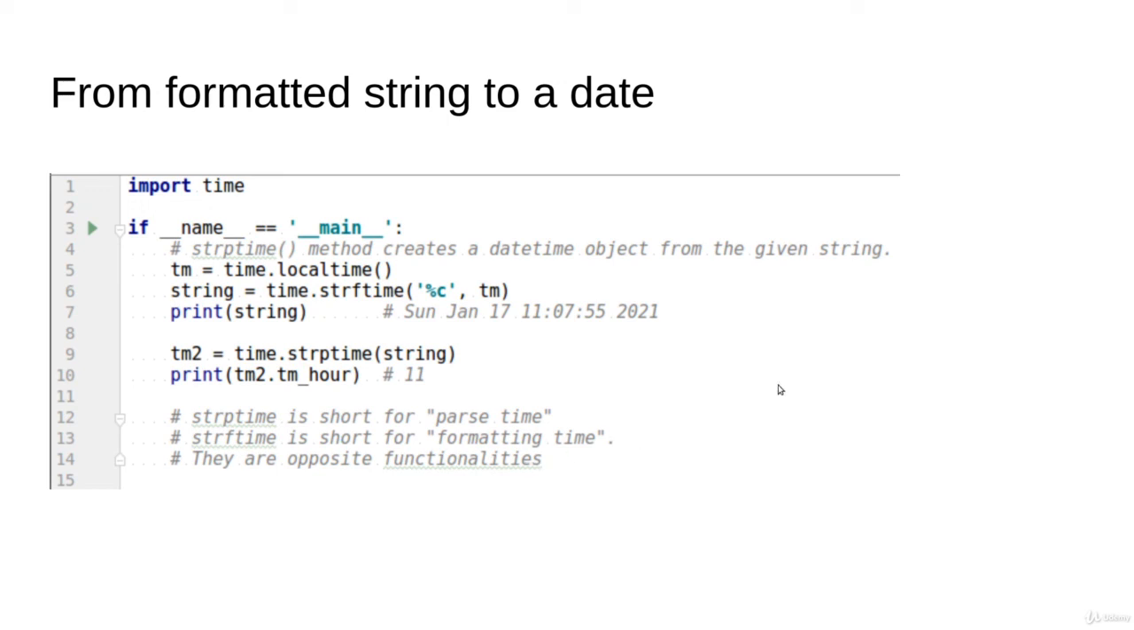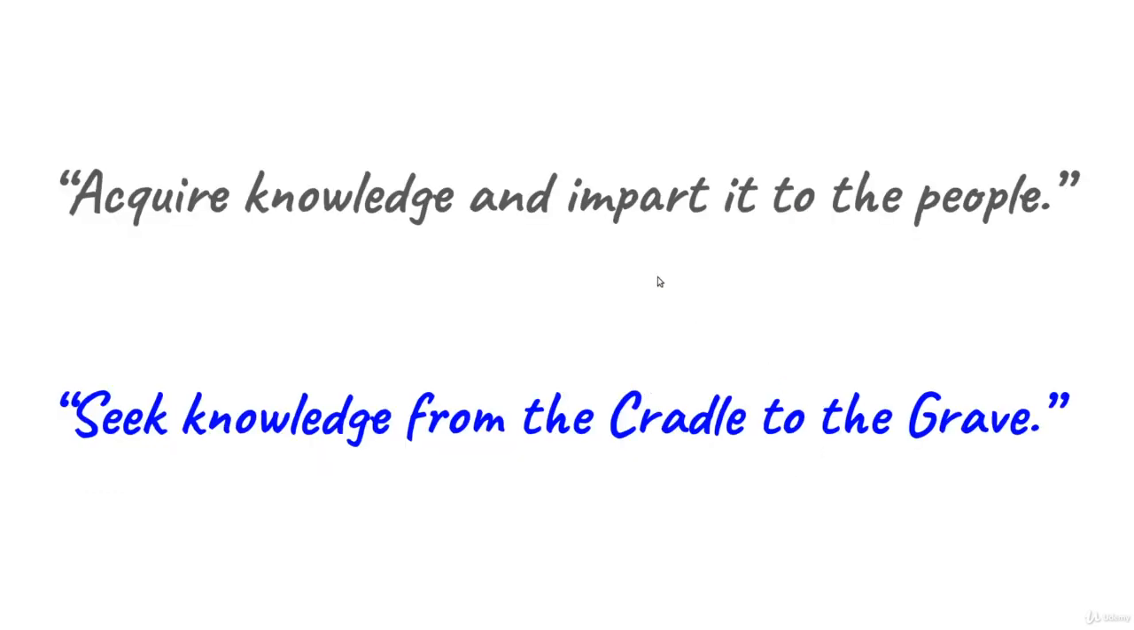So overall, we have two functionalities. The strptime, which is mainly short for parse time, so it takes a time string and parses it to an object, and the other one is strftime, which is mainly formatting time. You take a date object and format it. So both of them are opposite functionalities, and both of them are important in practice. That's all for now.